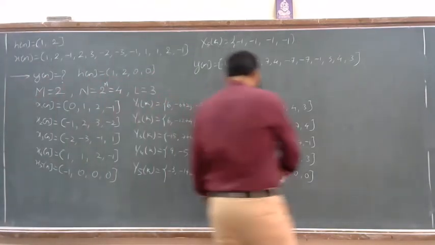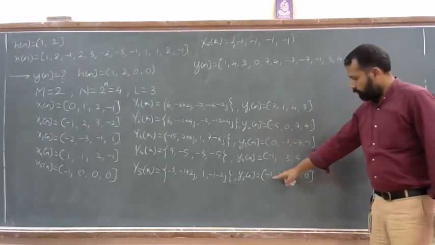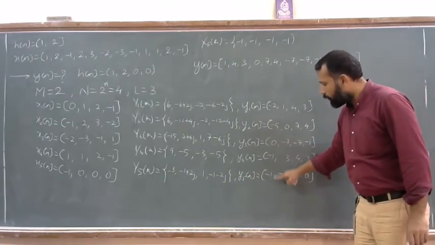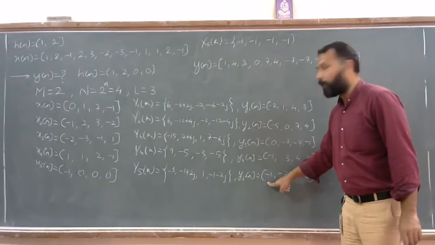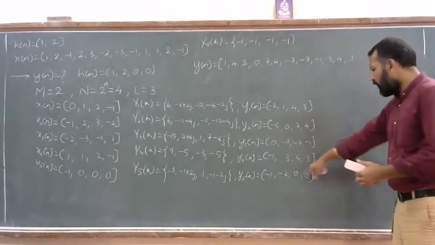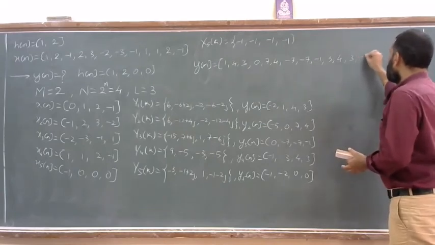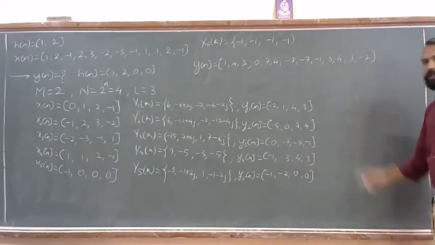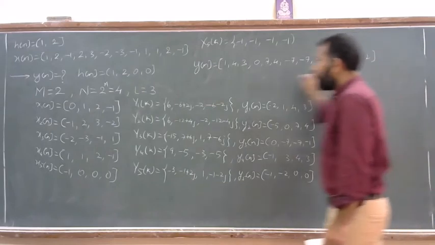And from this data segment, we'll have to discard the first m minus 1 number of samples, that is minus 1, and retain all the other samples. And the last two samples are zeros. So we'll just include the non-zero value, which is minus 2. Now this result is complete.